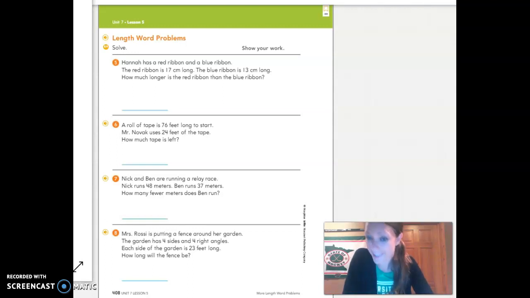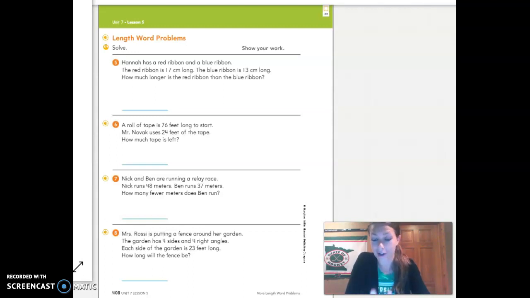Problem number 8. Which shape is that problem talking about? It's talking about a square. Well, how do we know it's talking about a square? It has 4 sides and 4 right angles.